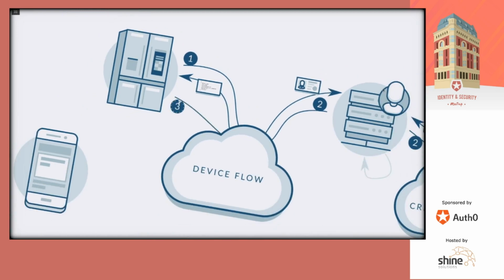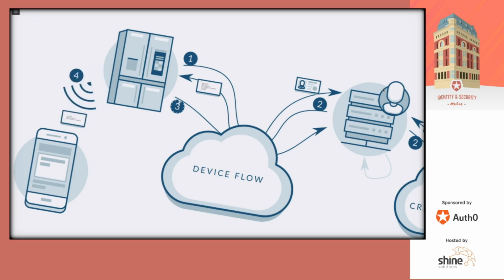So the third one comes back, and we've got a little clock on there because this is a repeating polling kind of request. Every 5 seconds or every 10 seconds, or whatever that interval was, the fridge is going to go to the identity provider and say, got a token? And the identity provider is going to say, nope. And that'll happen for a while.